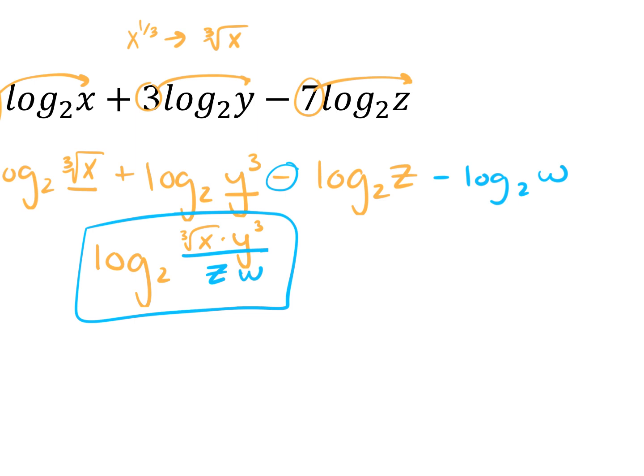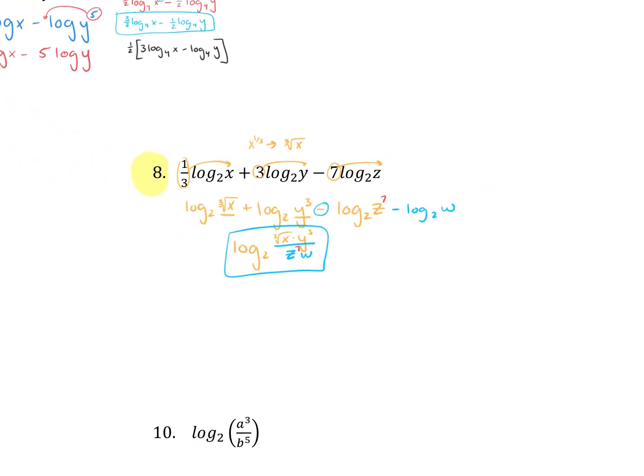Yep, so it should be z to the 7th power. Forgot about the 7. Perfect. Thank you. Any questions here? Awesome. Let's go to the next page.